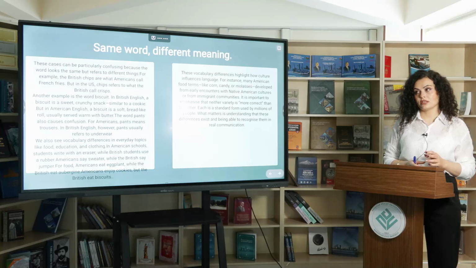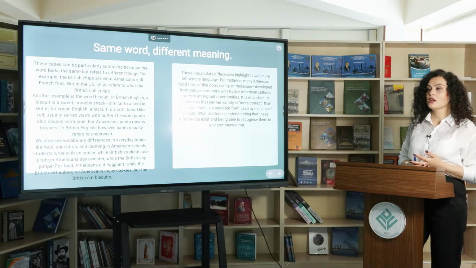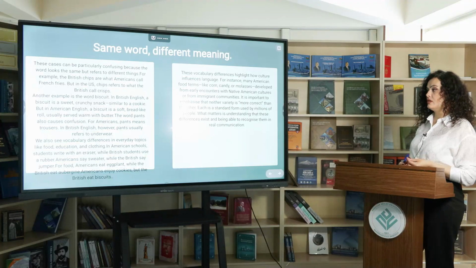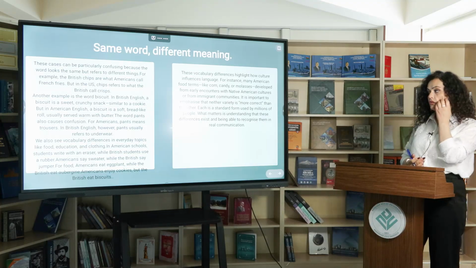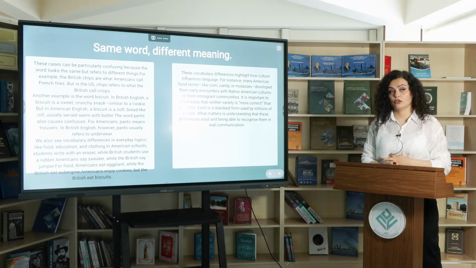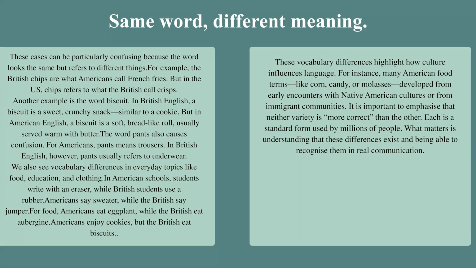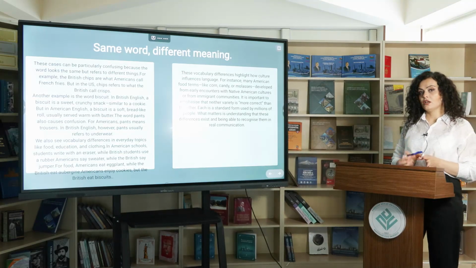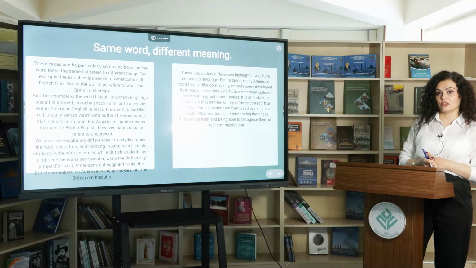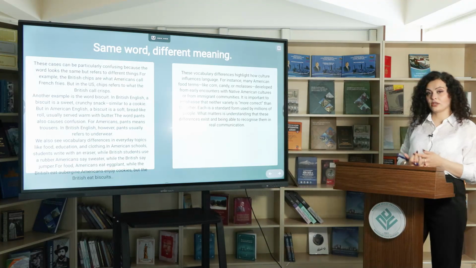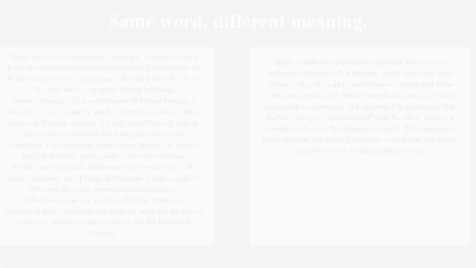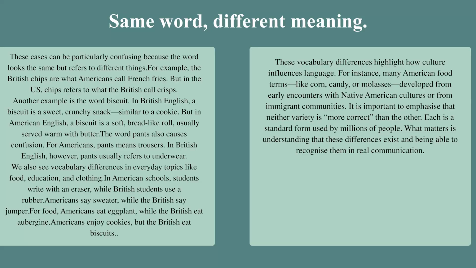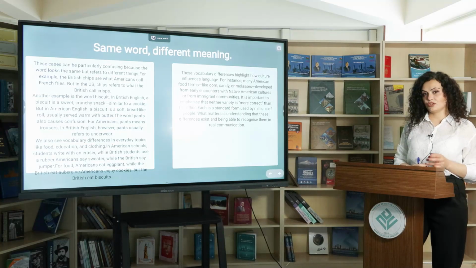The word pants also causes confusion in some cases. For Americans, pants means trousers, but in British English, pants usually refers to underwear. We also see vocabulary differences in everyday topics like food, education, and clothing. In American schools, students write with an eraser, but British students use a rubber. Americans say sweater, while the British say jumper. For food, Americans eat eggplant, while the British eat aubergine. Americans enjoy cookies, but the British eat biscuits.